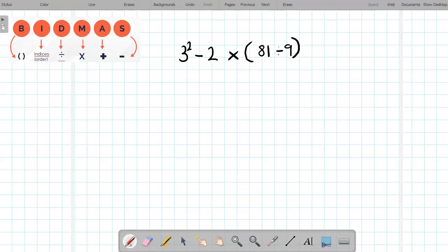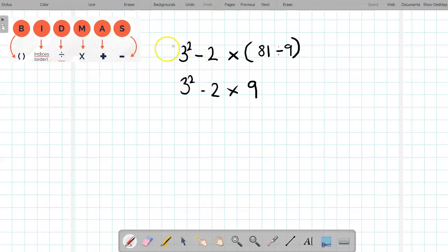Right, so if you've had a go at pausing, see if you do it the same way I do. If you haven't, see if this would have gone the same way you would have done it. Okay, so we're following the rules of BIDMAS. So the first thing I'm going to do is the numbers that are in the brackets. So we have 3 squared minus 2 multiply, and what's going on in here? 81 divided by 9. I know 9 times 9 is 81, so if you divide 81 by 9, you get 9. Okay, 3 squared minus 2 times 9.